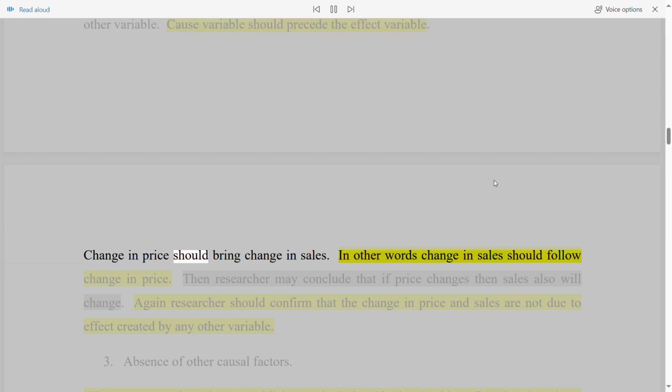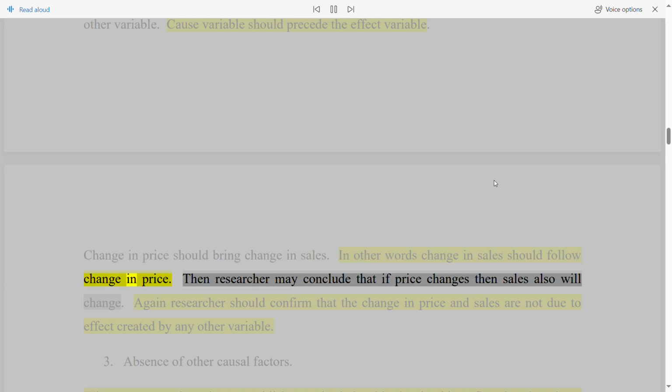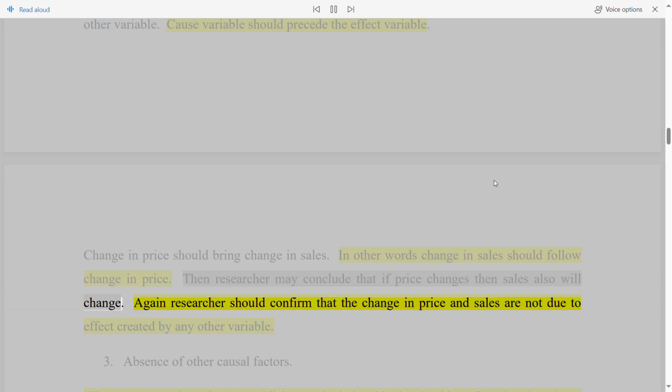Change in price should bring change in sales. In other words, change in sales should follow change in price. Then the researcher may conclude that if price changes, then sales will also change. Again, the researcher should confirm that the change in price and sales is not due to an effect created by any other variable.